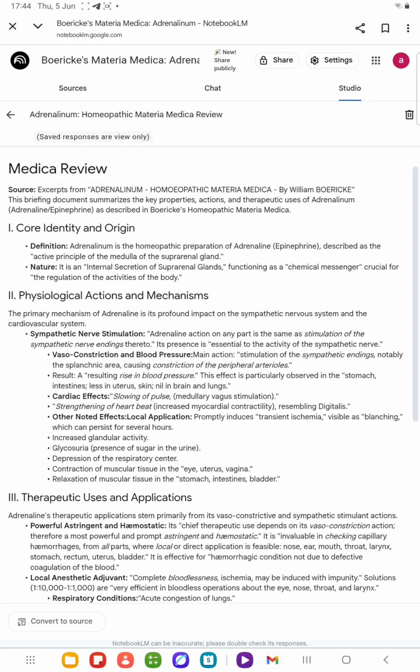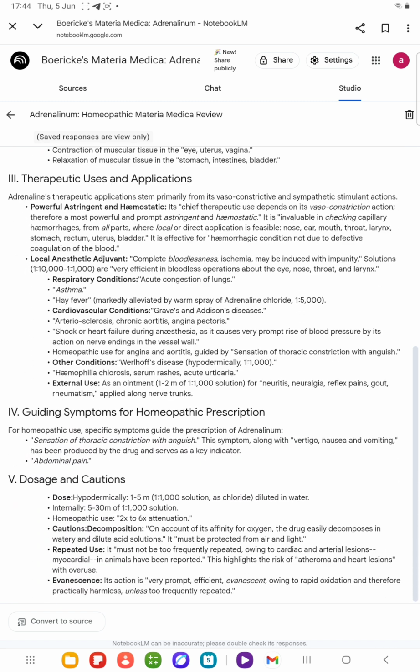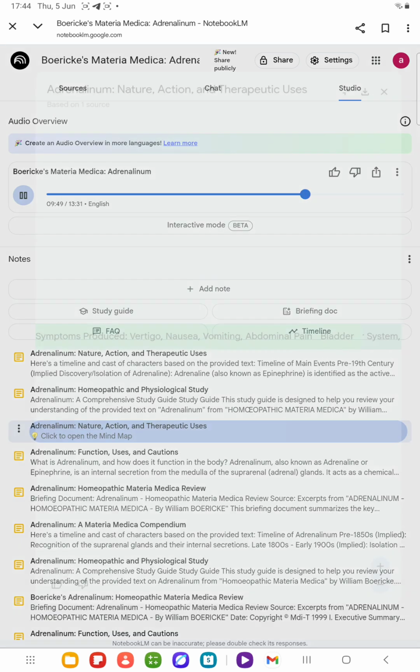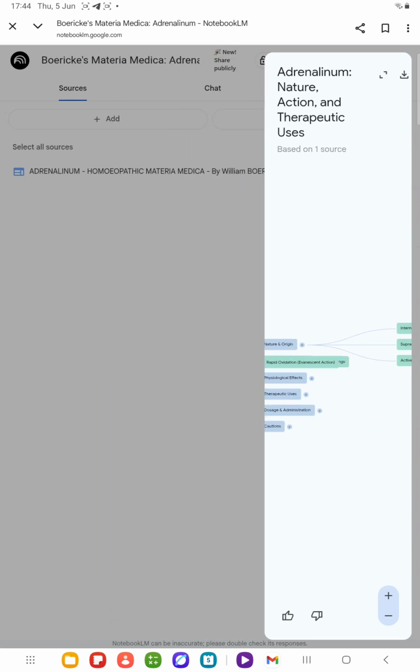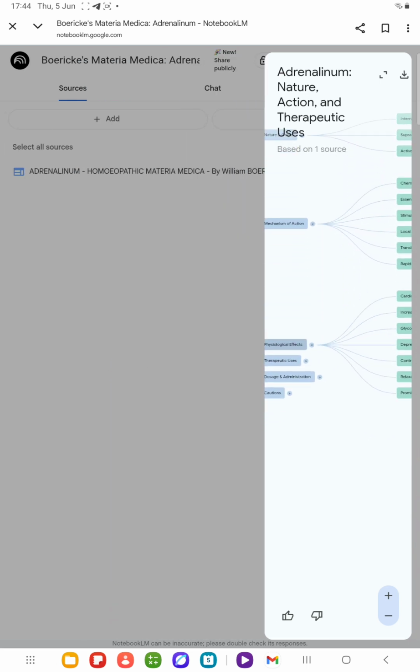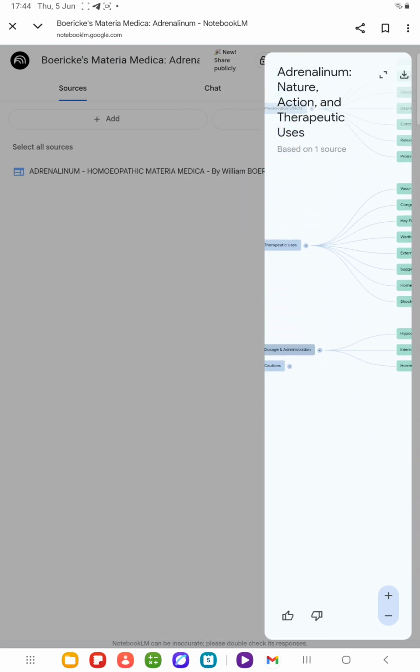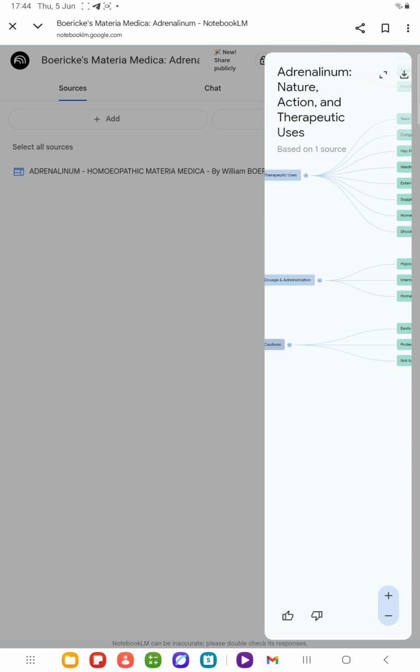So why adrenalinum for angina and aortitis in this homeopathic context? What was the guiding symptom, according to Boericke? The key, the absolute guiding symptom highlighted, is a sensation of thoracic constriction with anguish. That feeling of chest tightness, pressure, squeezing, combined with real distress. Okay, chest tightness with anguish. And why does that symptom point to adrenalinum and homeopathy?